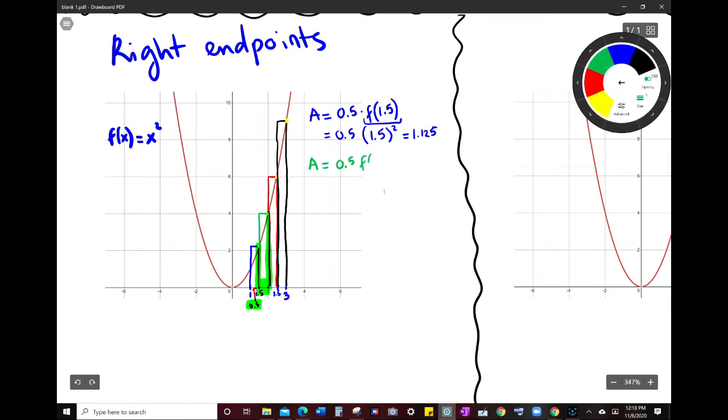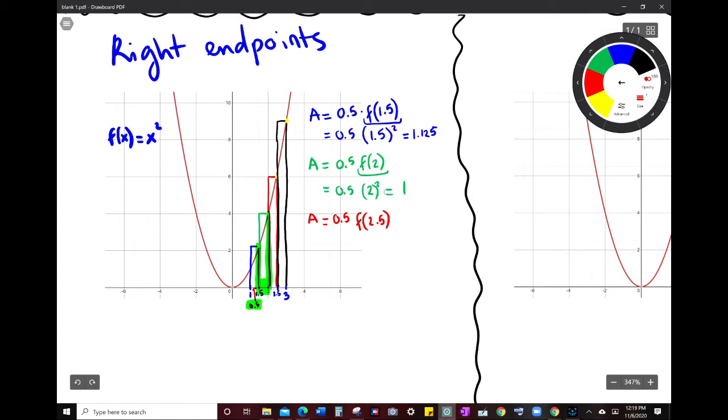So f of 2. Then I have 0.5, and f of 2 will become 2 squared, and that gives me 1. And so on. Now I have the area of the red rectangle, which will be 0.5. The width is still 0.5, but the length right now will be f of 2.5.